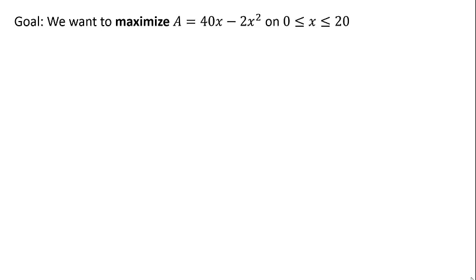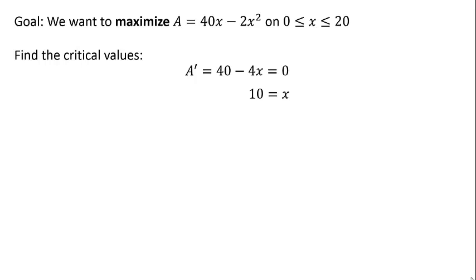Whew, this was the hard part. The rest is straightforward. To find our maximum, we first find the critical values. So we take the derivative. A prime equals 40 minus 4x and set this equal to 0. Solving, we see that x equals 10.